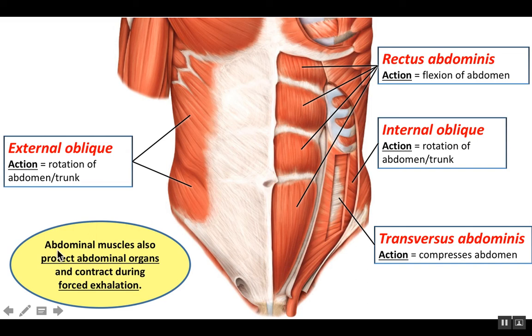Again, function: movement of the trunk, mostly flexion and rotation, but they also protect your abdominal organs and are involved in forced exhalation, so forcing air out. But they can also help you force other things out, such as vomit, such as urine, such as feces, such as a baby.